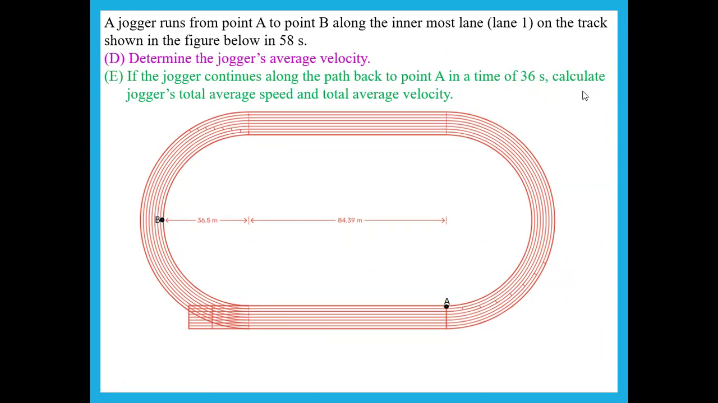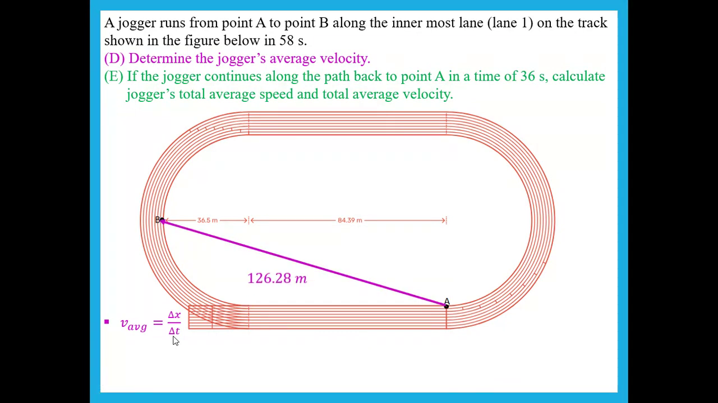Okay. Let's do D and E. D asks you to find the jogger's average velocity. Not bad at all. Just apply the average velocity function. Average velocity is by definition displacement over time. We already calculated the displacement, right?